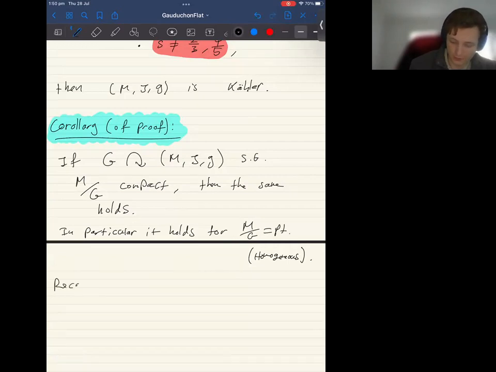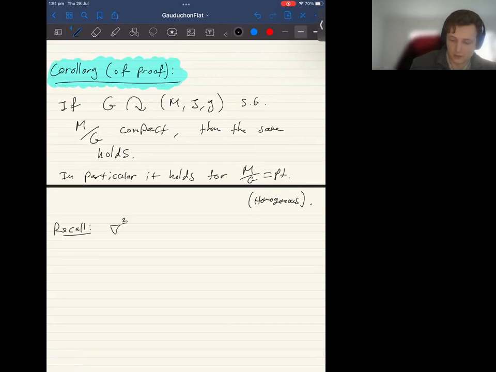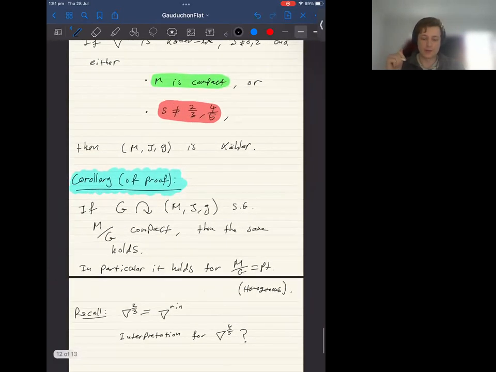Let me just recall. You're probably wondering why these two numbers, right? Nabla 2/3 is the minimal connection. And we don't know any interpretation for S equals 4/5. This is quite mysterious. It would be great to find some non-compact Kähler-like or flat examples for these two connections, but so far we've been unsuccessful.